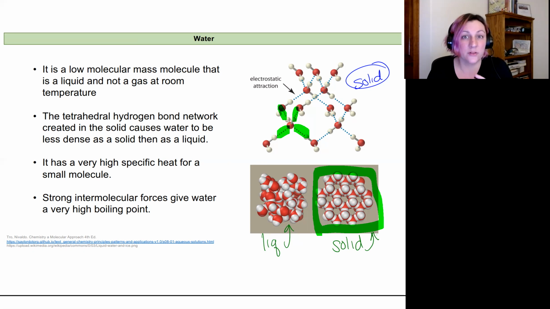And so really at the end of the day, strong intermolecular forces are kind of the reason behind all of these crazy things we see. It's what gives it its high boiling point, its high specific heat, its density as a solid that's so low. It's pretty interesting.